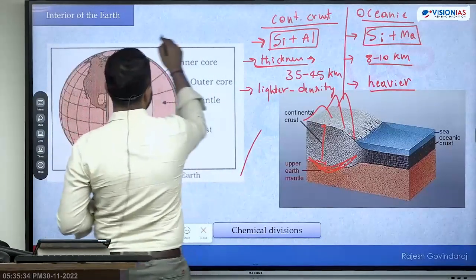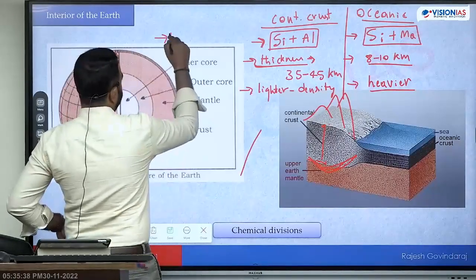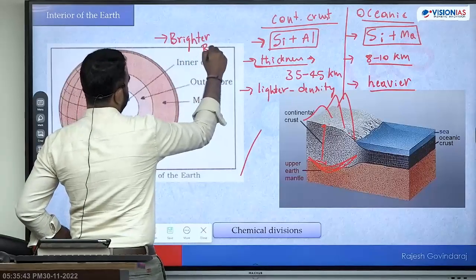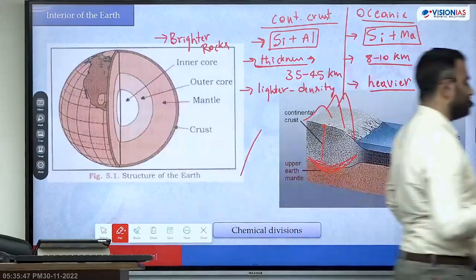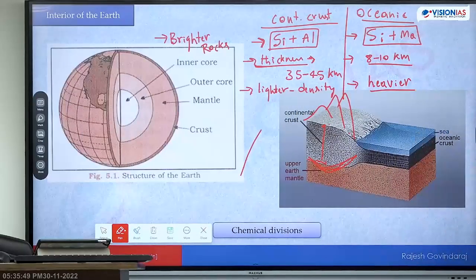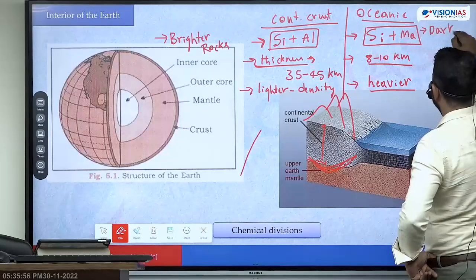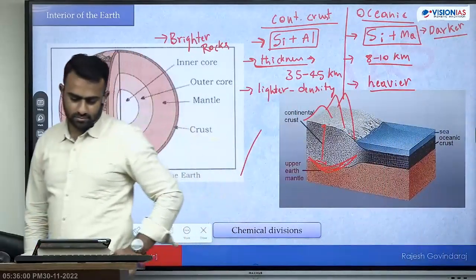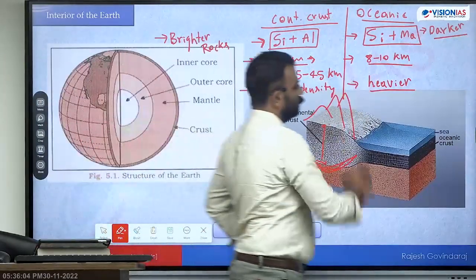The rocks which the continental crust is made up of are brighter in color. If you take these rocks, they appear brighter. The oceanic crust is made up of darker rocks. They are brighter, here darker.